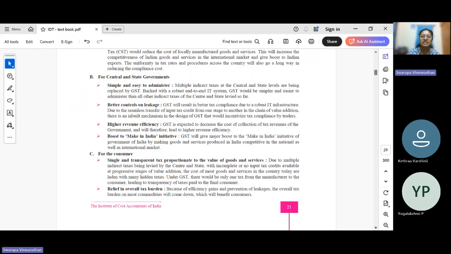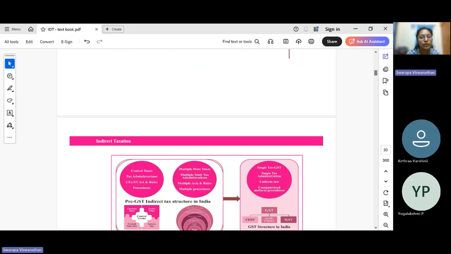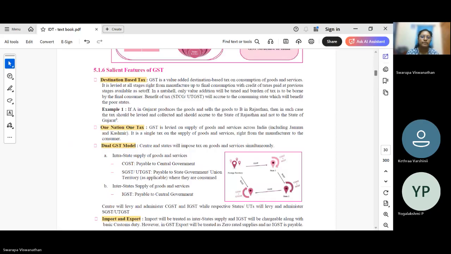With respect to central government, it helps in easy administration. It helps to reduce tax evasion and increases the efficiency. With respect to consumers, it is a more transparent method of taxation. It reduces the cascading effect of tax, reducing the price of goods and services.